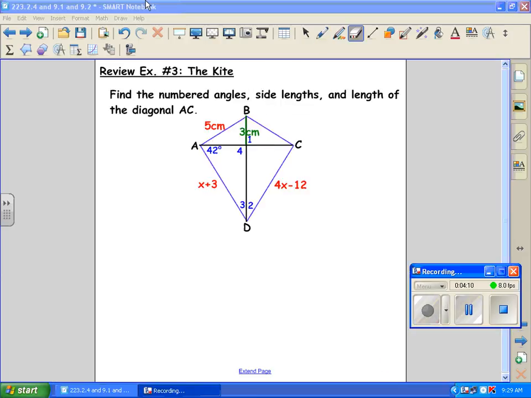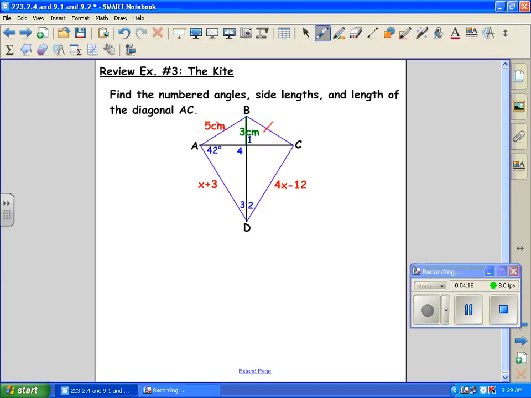Here we go. In this problem, it's a kite. How do we know it's a kite? Because it tells us it's a kite. It says, review example 3, the kite. We're going to find the numbered angles, side lengths, and the length of diagonal AC. We actually won't find the length of diagonal AC here because of time, but we will find, you're going way too fast for me, Monty.